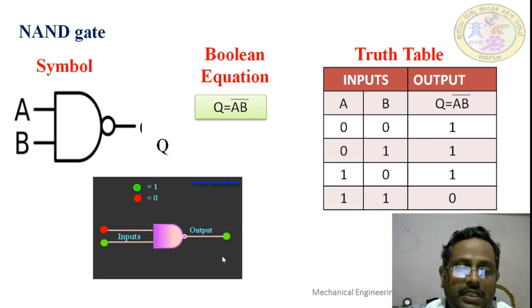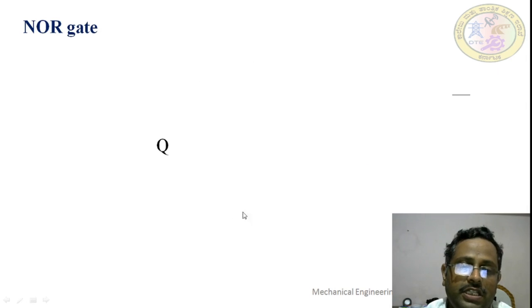See here, the output turns green when all the inputs or any one input is low. If all the inputs are 1, then the output turns red. You observe. If both the inputs are green, then the output is red. You observe. Okay, this is the NAND gate. Next we will see the NOR gate.